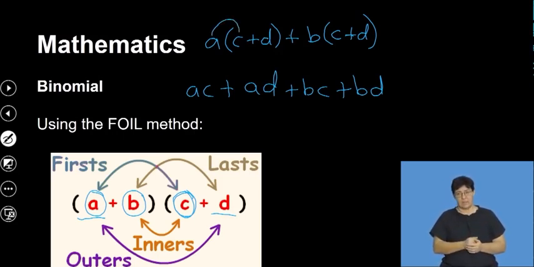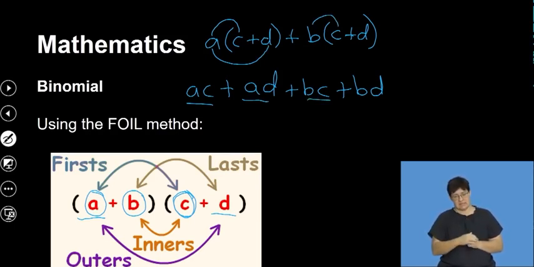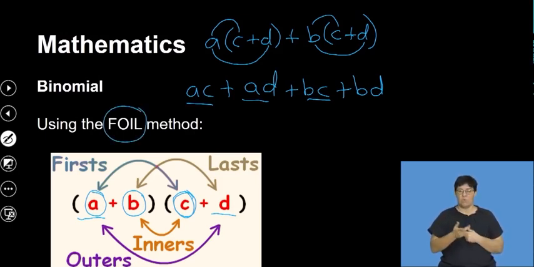Because the A multiplied by C will give me AC. The A multiplied by D will give me AD. The B multiplied by C will be BC. And the B multiplied by D will then be BD. And that's what this is all about. So this will be the easier method of how to try and multiply two binomials.